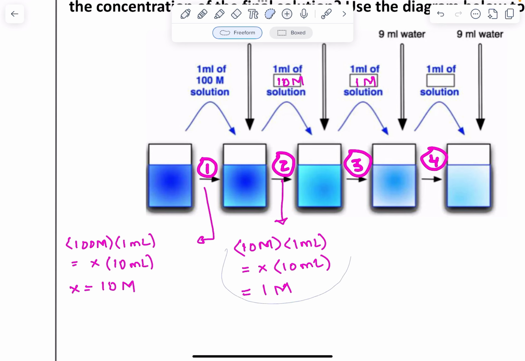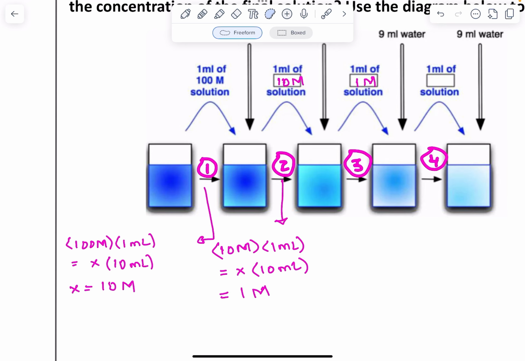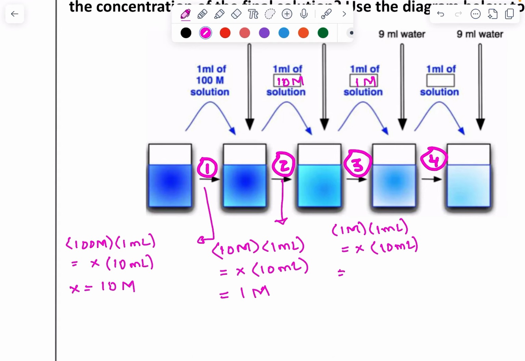And then using this for the third dilution, we have a 1 molar solution to begin with. We are putting in a 1 milliliter sample, 1 milliliter aliquot, and then X for the concentration, and we are making 10 milliliters of the diluted solution. This gives us M2 as 1 divided by 10, which is 0.1.